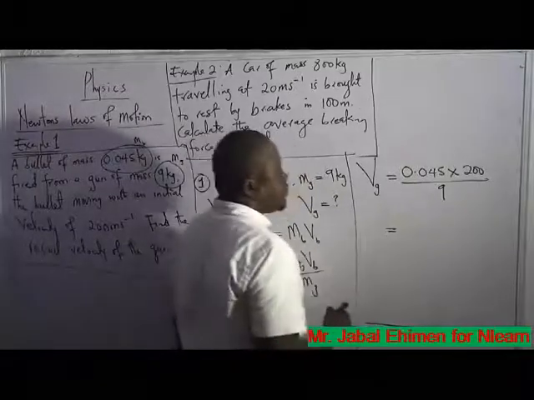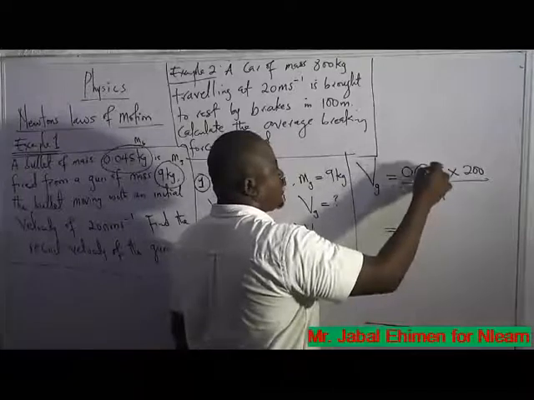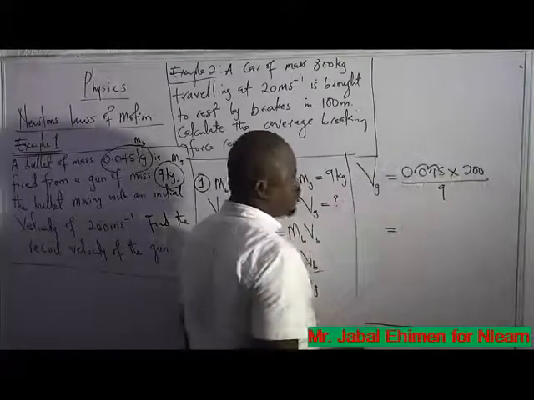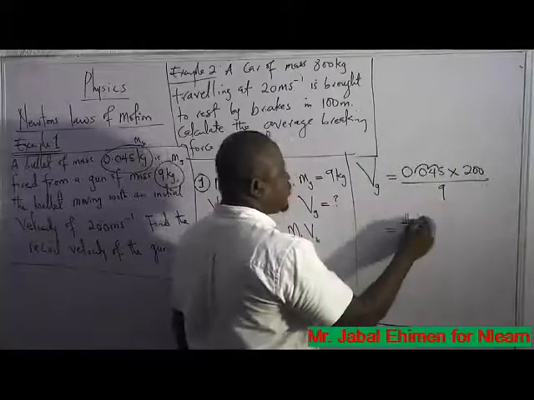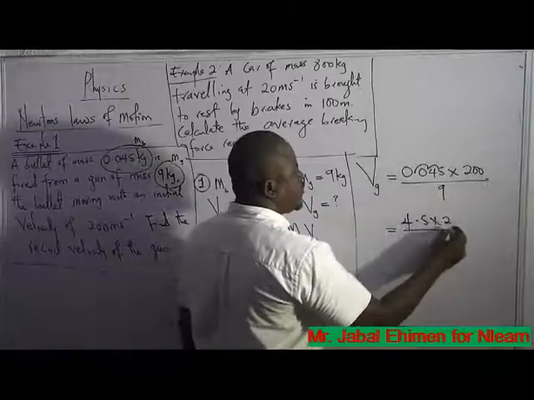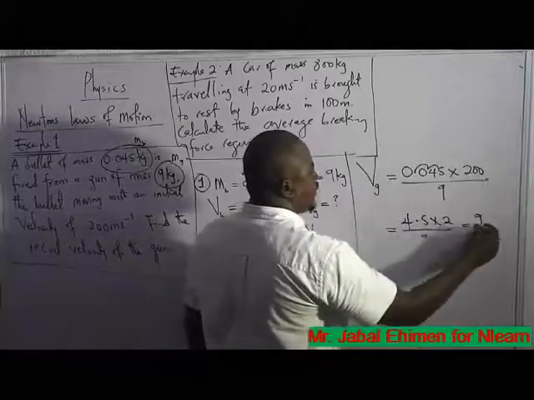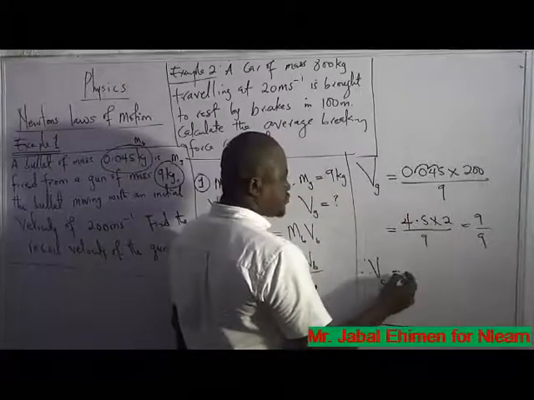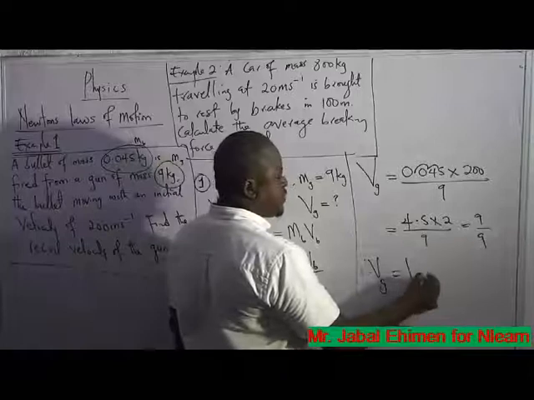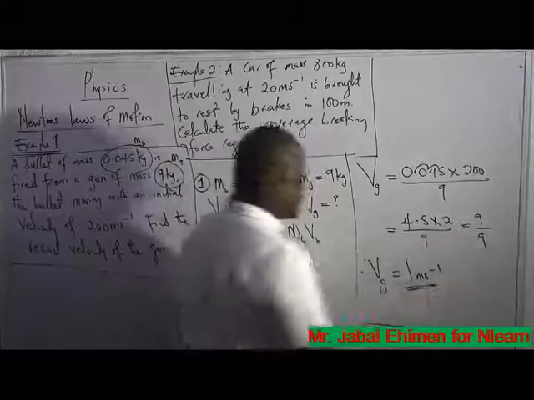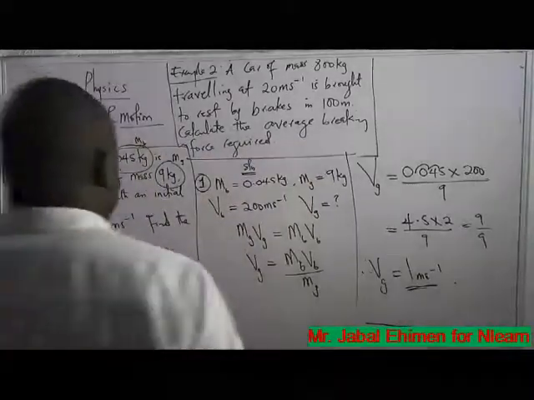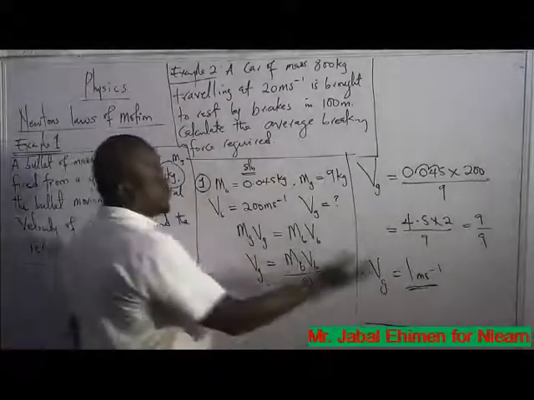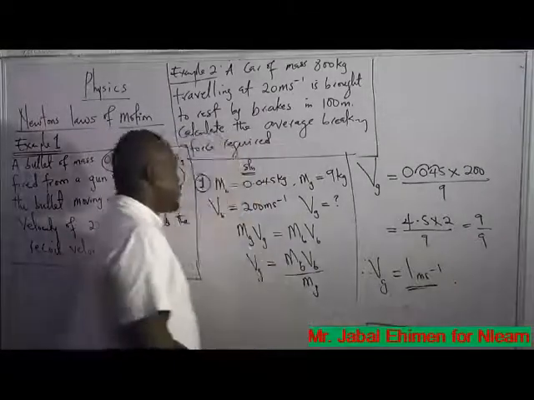From here we have 1 0 taken out, another, that's 2, that's 4.5 times 2 over 9, which is equal to 9 over 9. Therefore, velocity of gun is equal to 1 meter per second. That's that. So this value of V is the answer to that question.